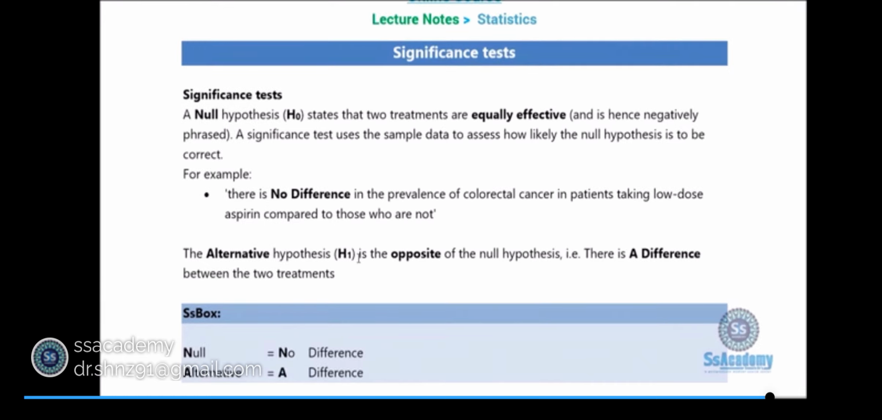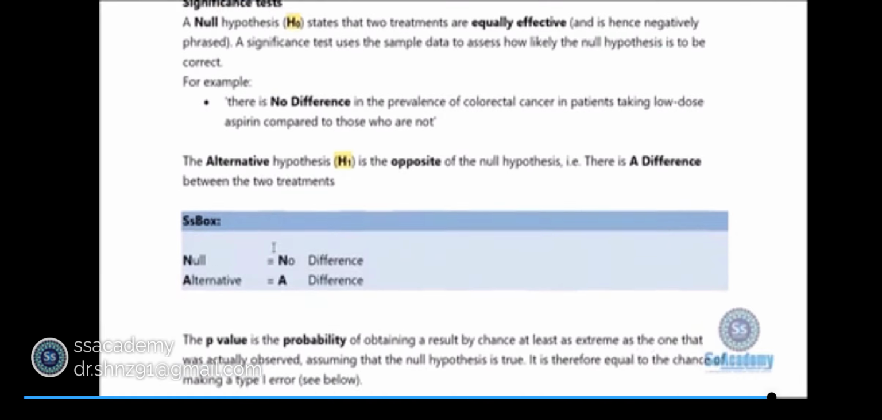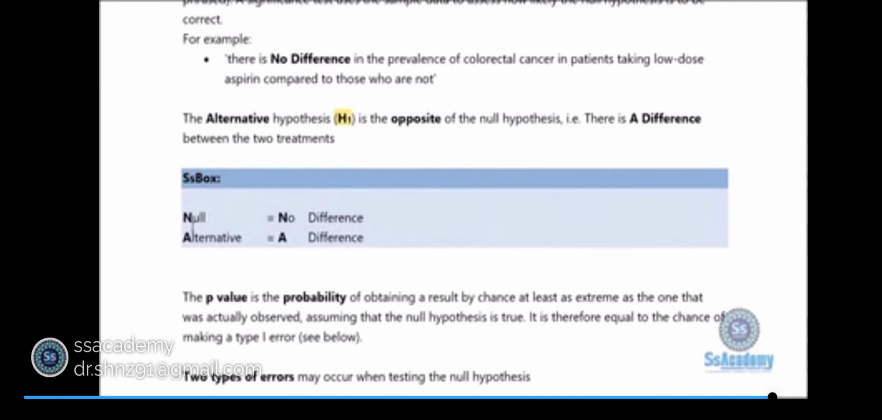Alternative hypothesis H1, this is H0. The null hypothesis is H0, and H1 is the alternative hypothesis, the opposite of the null hypothesis. There is a difference between the two treatments. So two hypotheses are here, the null hypothesis and the alternative hypothesis. Null means no difference, zero difference, and the alternative hypothesis means a difference. So null: no; alternative: difference.